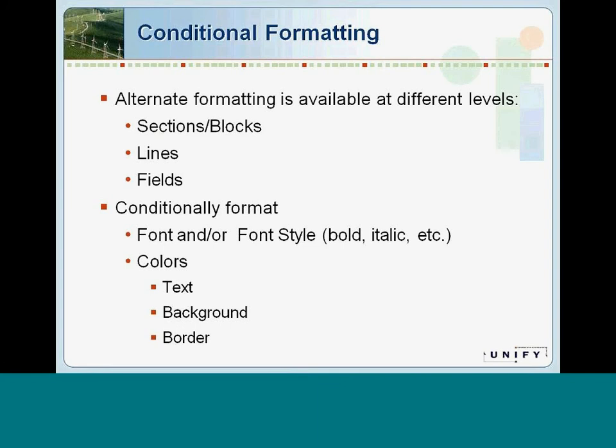Okay, formatting. How do you dynamically change how the output of a report looks, or how the lines or the fields or the sections look? You can change two groupings of objects inside your formatting. You can change the font and/or the font style, so what font is used, or whether it's bold, italics, bold and italics, or just regular. That's one possibility. And you also can change colors of 3 items: the text color, so the foreground color, the background color, and then the color of the border if you're using one.